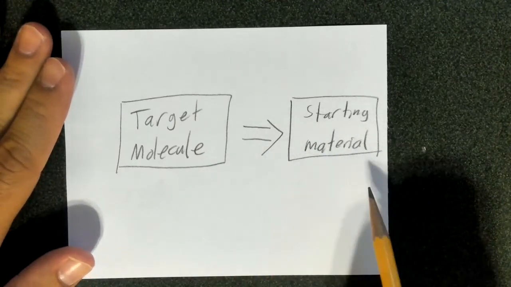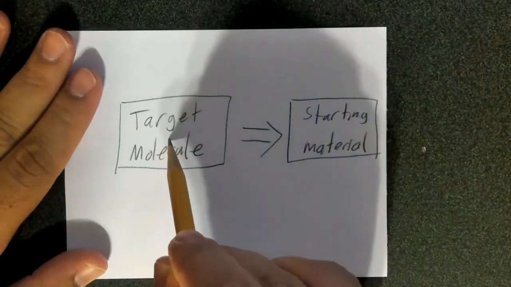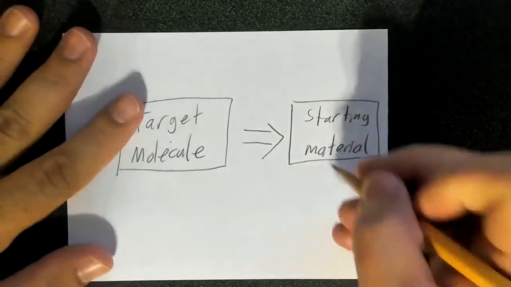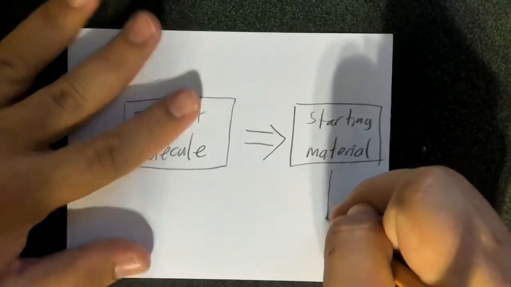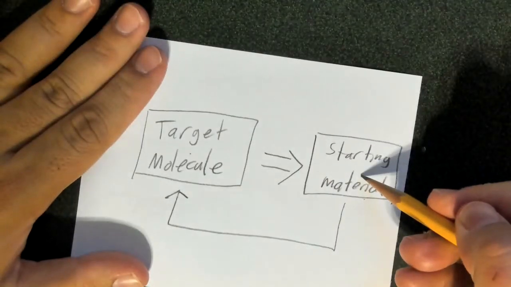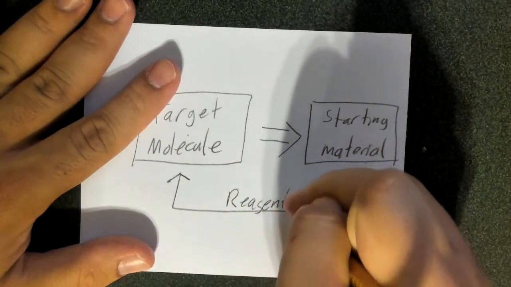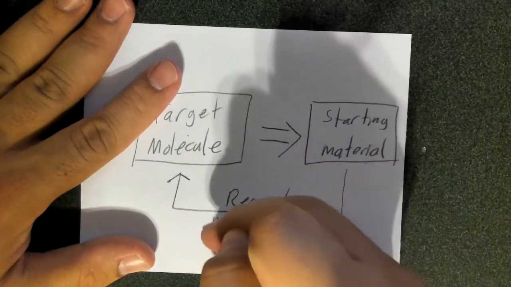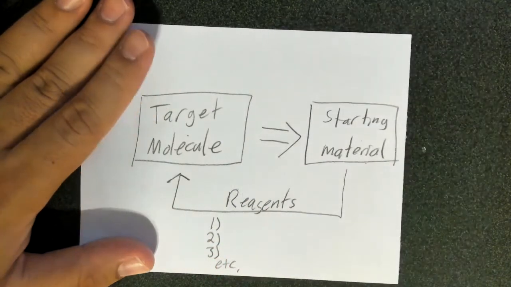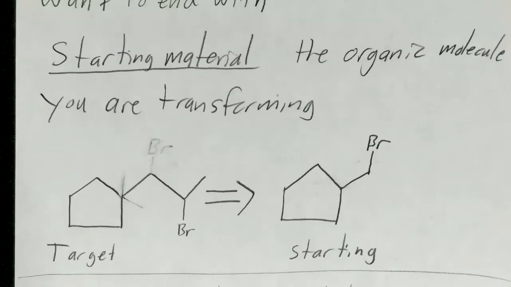Many students get it reversed and they completely mess up the problem because they're trying to make the target molecule turn into the starting molecule. But what you're really trying to do is find a pathway of reactions that will take the starting material, with a series of reagents, 1, 2, 3, etc., and transform it into the target molecule.